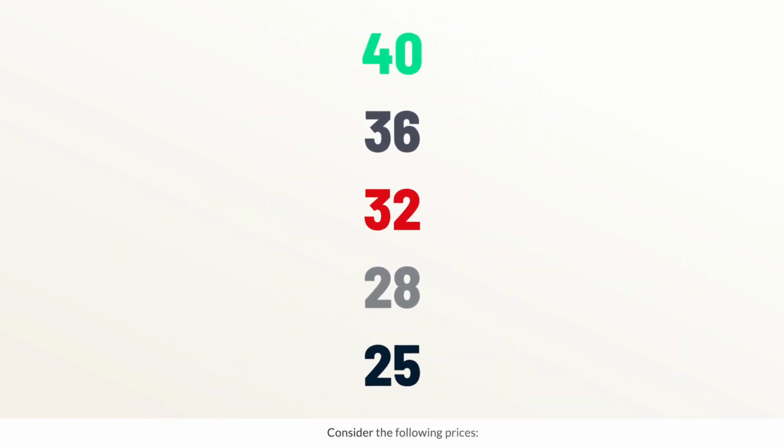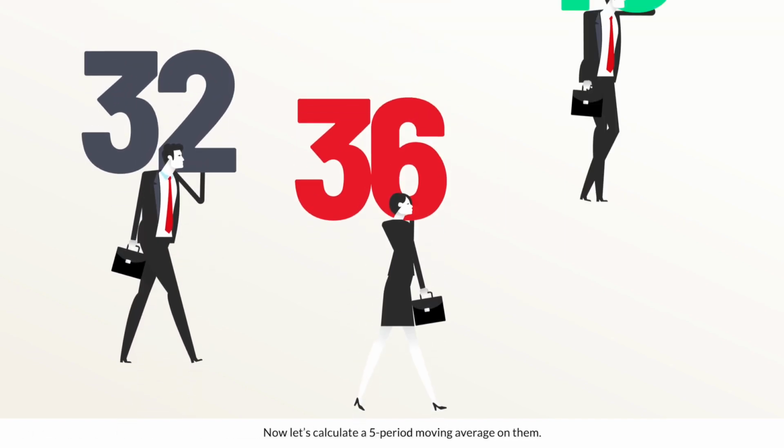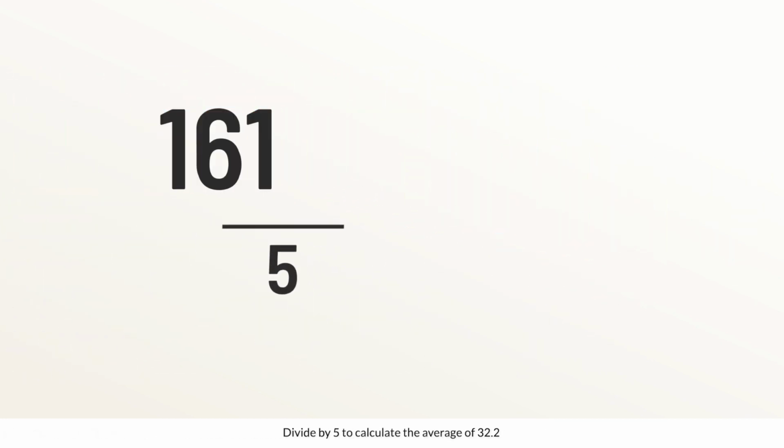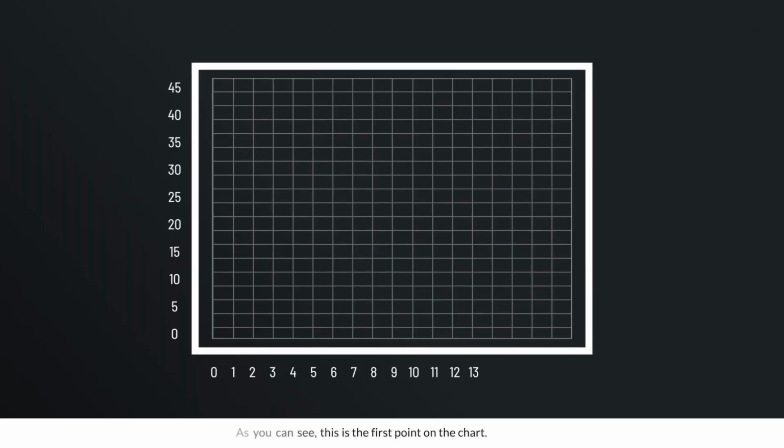Consider the following prices. 40 is the oldest, whereas 25 is the most current price. Now let's calculate a 5-period moving average on them. Add them up to get the sum of 161. Divide by 5 to calculate the average of 32.2. As you can see, this is the first point on the chart.